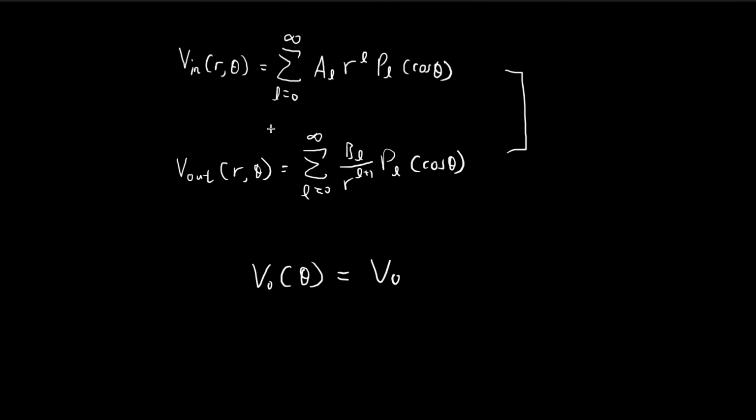So in this problem, we're going to find the potential inside and outside of a sphere with a constant potential on the surface. So these are the formulas for the inside and outside potential. I'm not going to prove this. You can find this in the examples. So let's try to find the inside potential first.